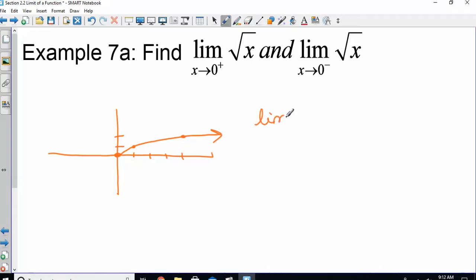So we're getting something like this. So the limit as x approaches 0, what does that plus sign mean? From the right. So we are coming in towards 0 from the right hand side. What is my y going to? 0. The limit as x approaches 0 from the left. If I'm approaching 0 from the negative side, do I even have a graph over here? So can I even approach from the negative side? So what's that limit? Does not exist.